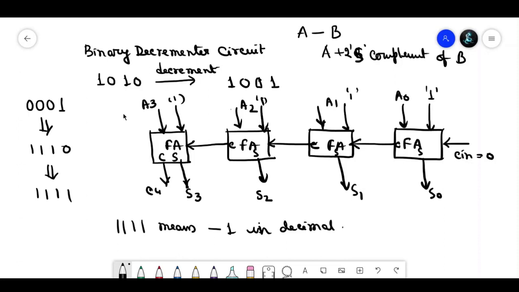So since the negative number is represented in the computer in signed 2's complement method, thus we are adding minus 1 with the operand and the resultant value we can store in register A. So this is all about the binary decrementer circuit. Now the 4-bit arithmetic adder subtractor.